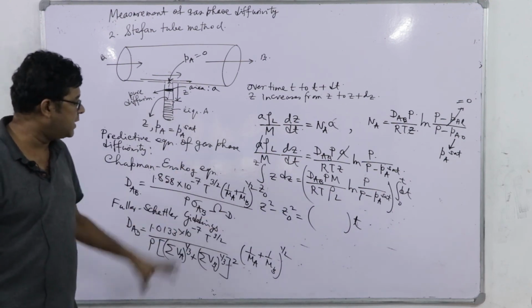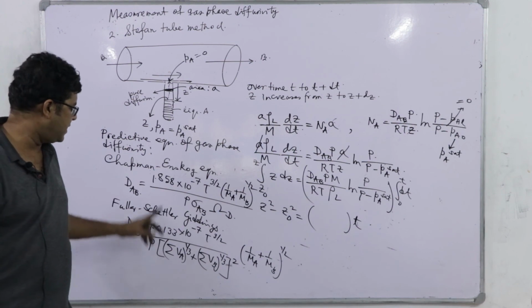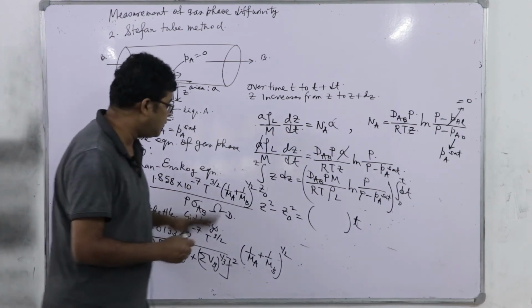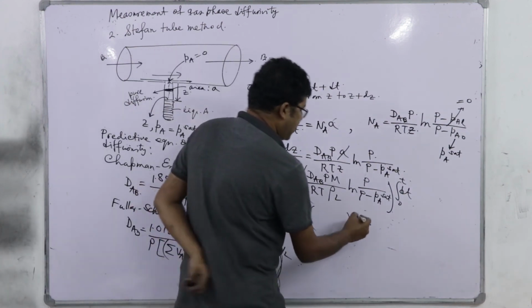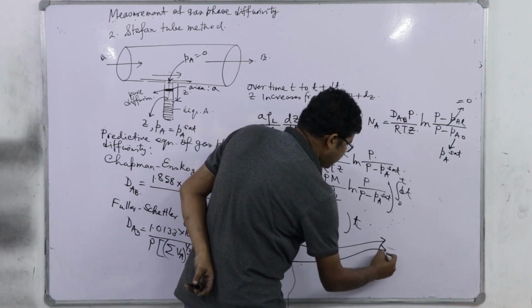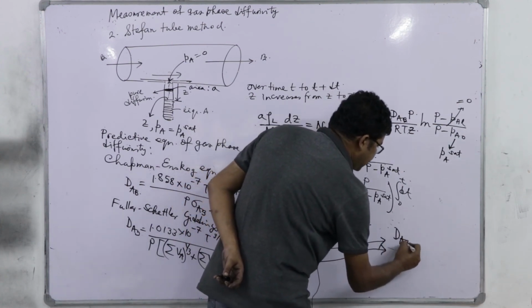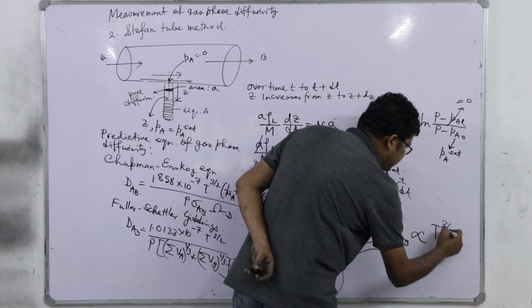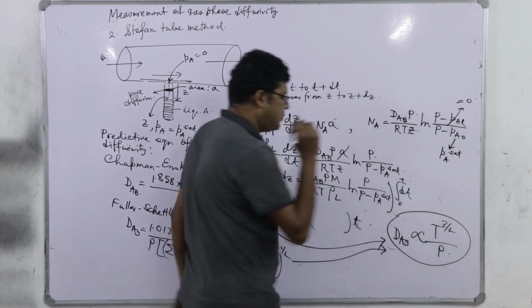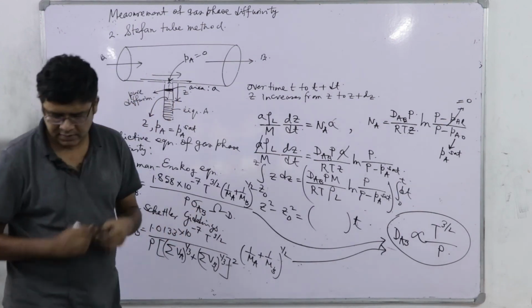So, what is important to note from these two equations, that is the diffusivity is temperature dependent and pressure dependent. So, basically what we have to remember finally from this equation is that DAB is proportional to T to the power 3 by 2 and inversely proportional to pressure. So, that is the important point, right.